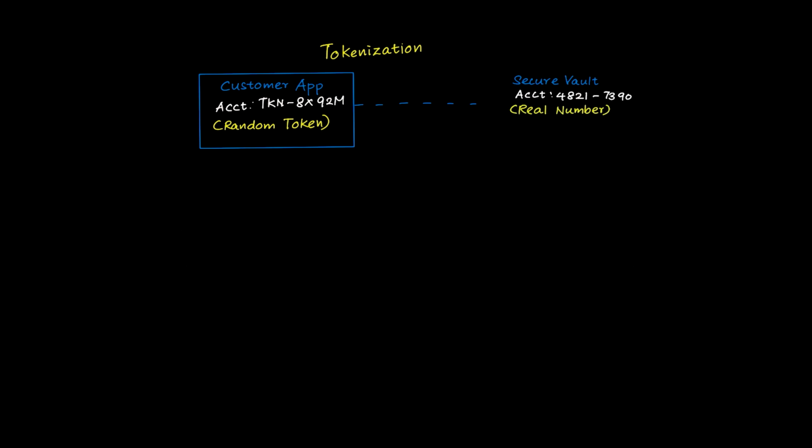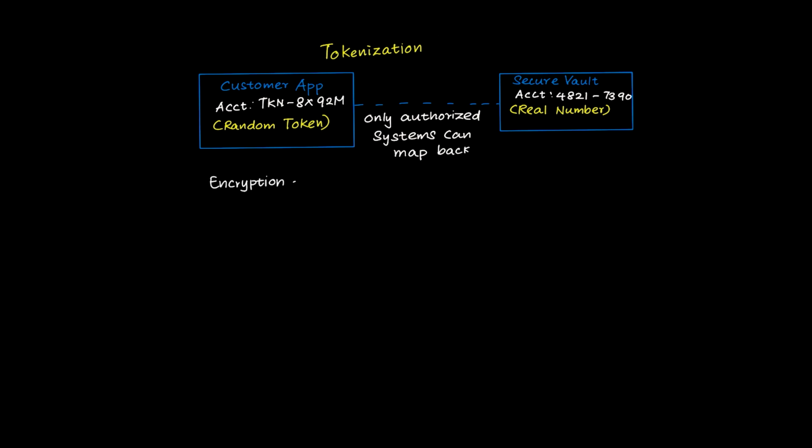Tokenization swaps real data for random tokens and keeps the originals locked away in a separate location. Even if someone hacks the tokenized data, they get nothing useful. The original data is physically somewhere else. Encryption works differently. It uses an algorithm to scramble the actual data, and a key reverses that scramble. The data itself gets transformed, not replaced.